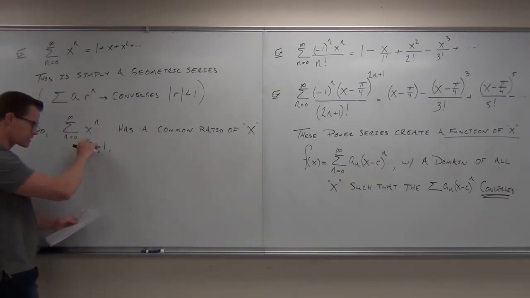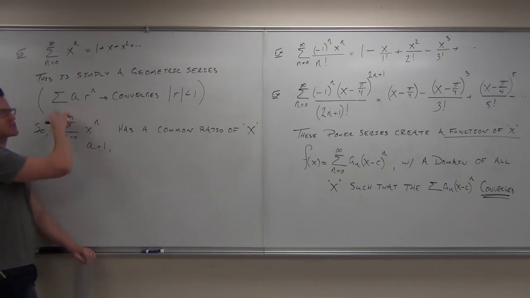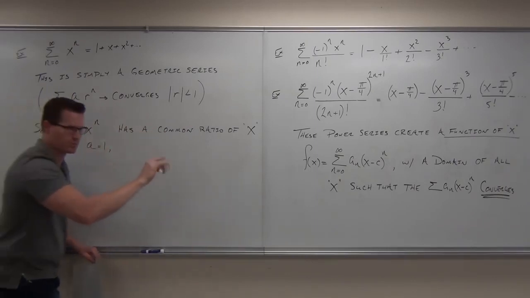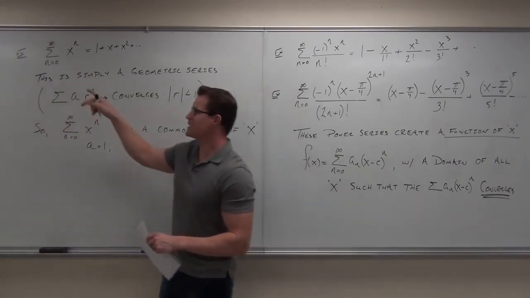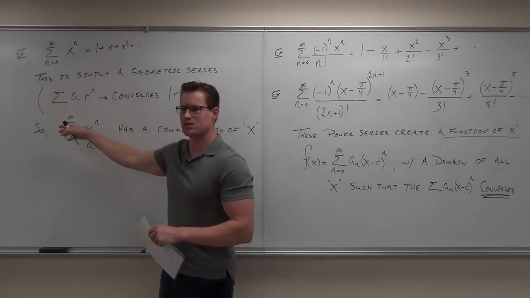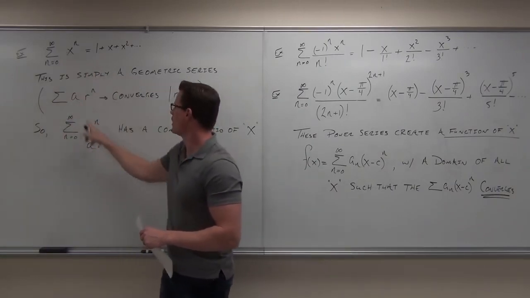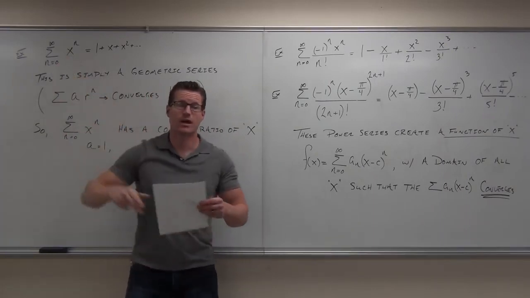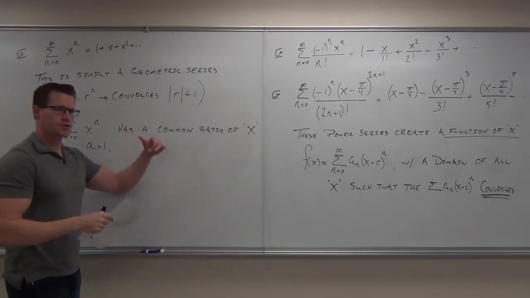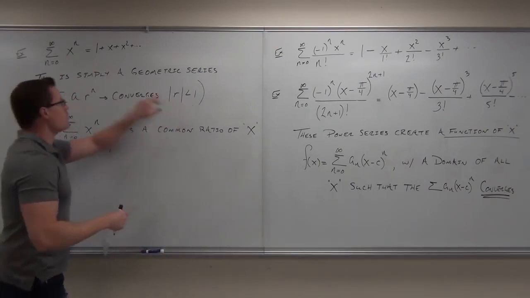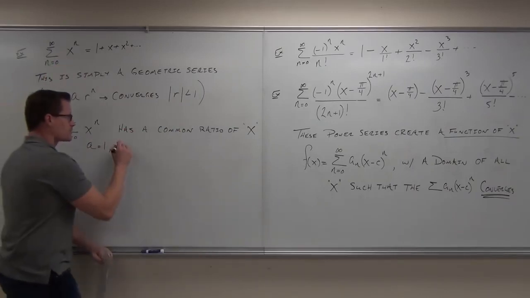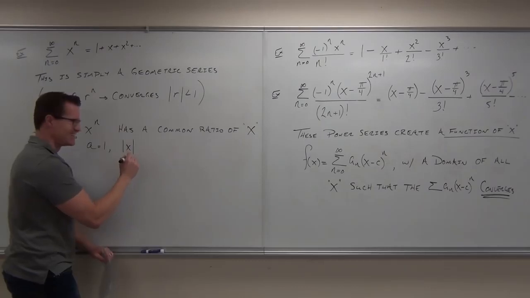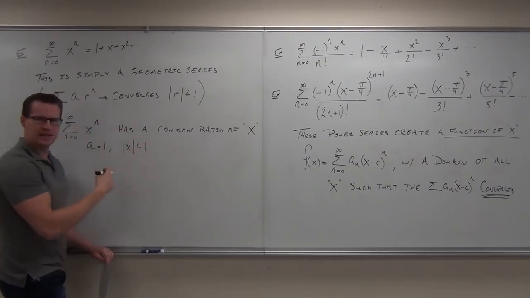Now, the question is, when do geometric series converge? When the absolute value of r is less than 1. I don't want to lose you here. Do you understand the idea? I'm trying to make this look like a geometric series. It is a geometric series. It's just that A is 1, the r is x in this case. Now, if geometric series converge when the absolute value of r is less than 1, then this series converges when the absolute value of x is less than 1.